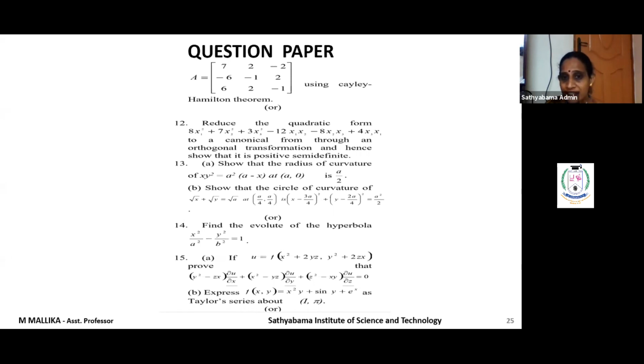So the first part is actually radius of curvature, circle of curvature. Either you can attempt that or evolute of the hyperbola. That is also something we discussed, evolute. So evolute is a definite question. So we have seen the first two units.